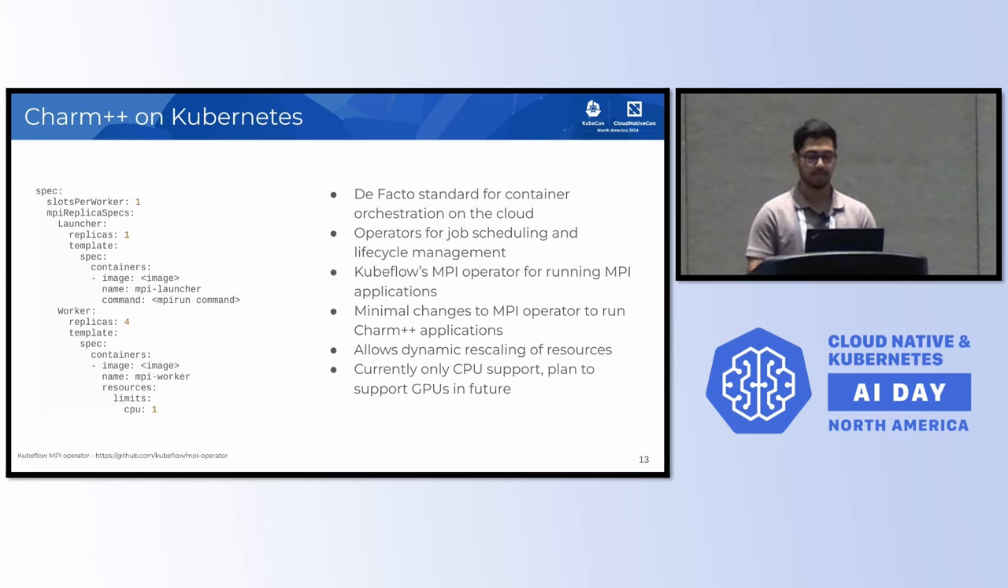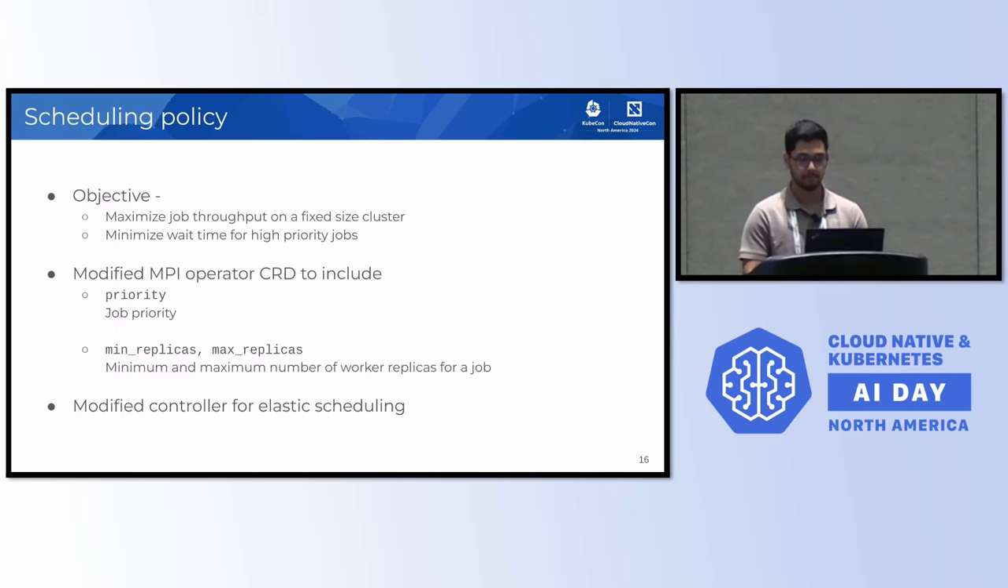On the left is an example of an MPI operator YAML file. I won't go into each of these specs in detail, but a couple of things that I'll point out. First, you define a launcher and a worker. The launcher is where your MPI run command is defined. In the workers, you define a number of replicas, and that is the number of workers that will be launched. So in this case, there's going to be 4 workers and 1 launcher where you run the MPI run command.